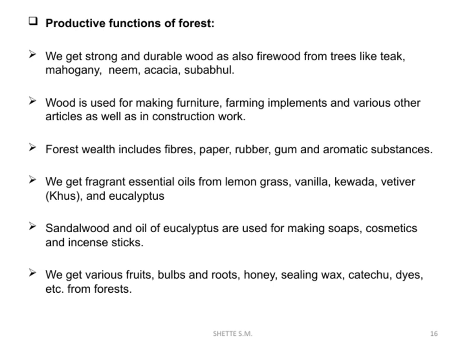Beyond timber, forests are a vital source of other materials. They produce fibers, paper, rubber, gum, and aromatic substances. These resources are important for various industries and daily life. For instance, fragrant essential oils are obtained from plants like lemongrass, vanilla, guava, vetiver, and eucalyptus. These oils are used in perfumes, flavorings, and medicinal products. Sandalwood and eucalyptus oil are particularly valued. They are used to make soaps, cosmetics, and even incense sticks, helping us with everyday hygiene and spiritual practices.